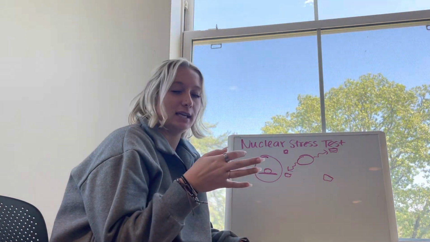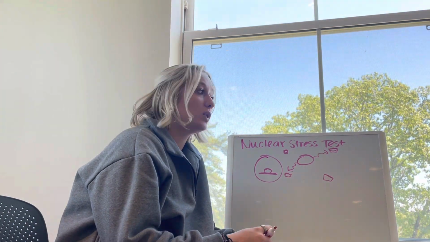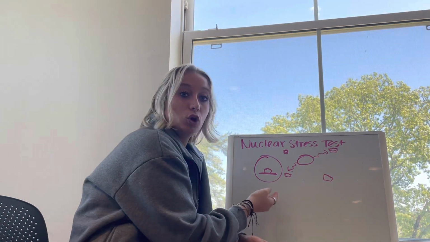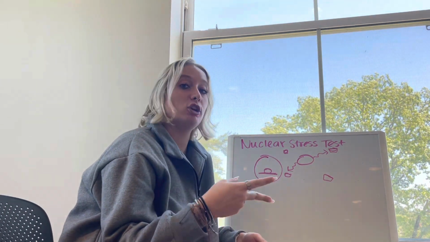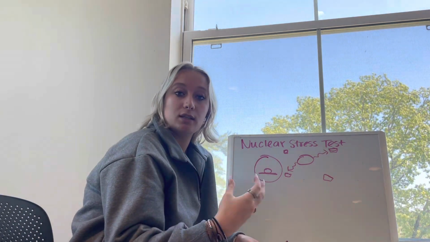Let's say someone has coronary artery disease, so their arteries are blocked. You can see exactly where that blockage is. So you can see it at rest, or when it's time for you to do your second injection, you do your second injection under stress.